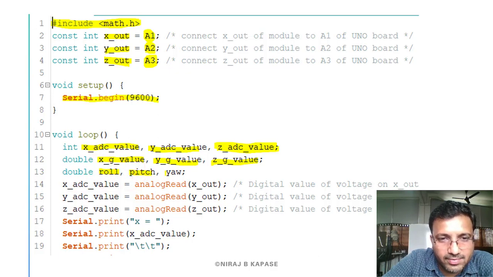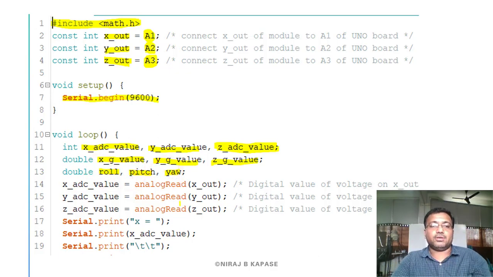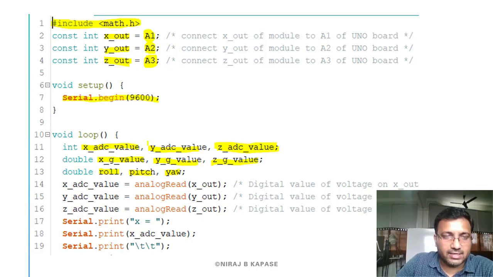There are different formulas available and we need to write embedded C code for converting to roll, pitch and yaw. So how do we read the X ADC value? For that the equation is X ADC value equals analog read of X out. Because I have connected the X output signal to A1 and I have configured that A1 here on the Arduino board. Now similarly, the Y ADC value I'm going to read with Y out, and third, the Z ADC value I'm going to read with Z out.